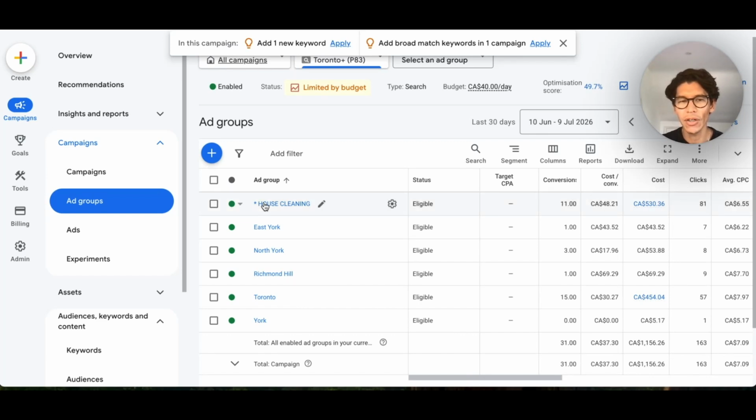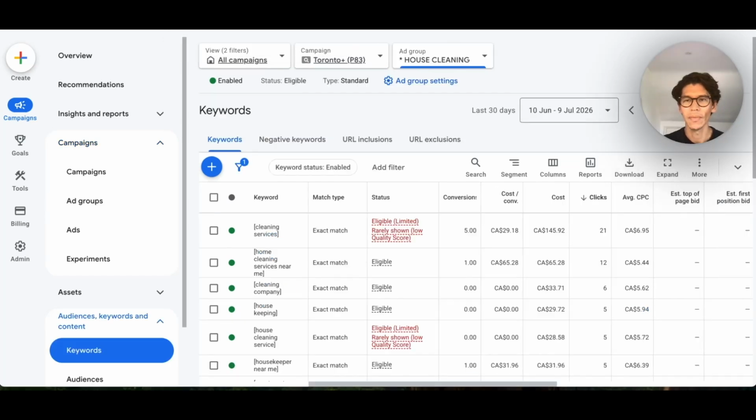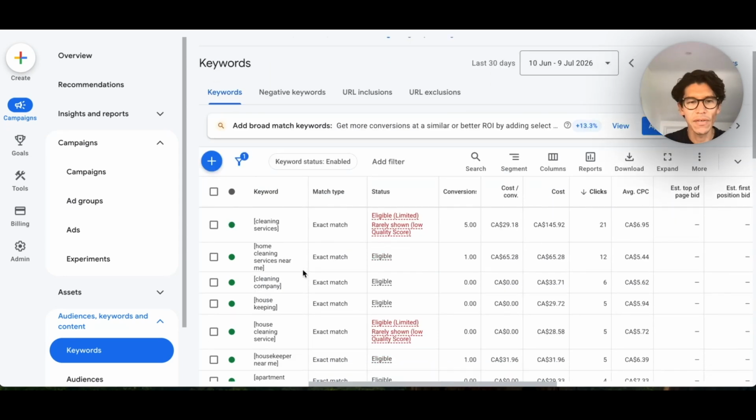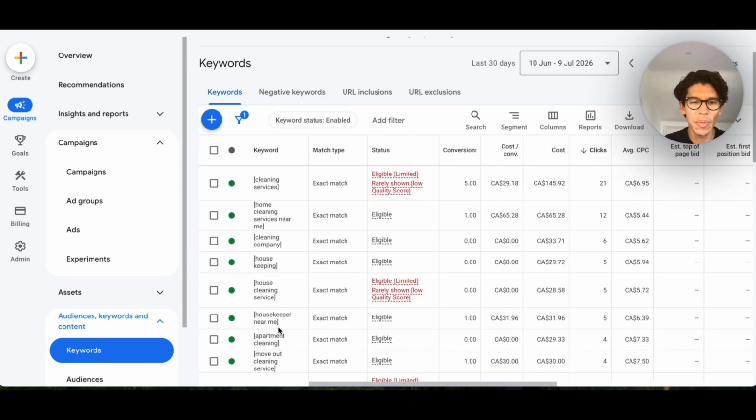So let me just click on that and I'll be able to show you some of the keywords there. So as you can see, all these different variants: cleaning service, company, housekeeper.